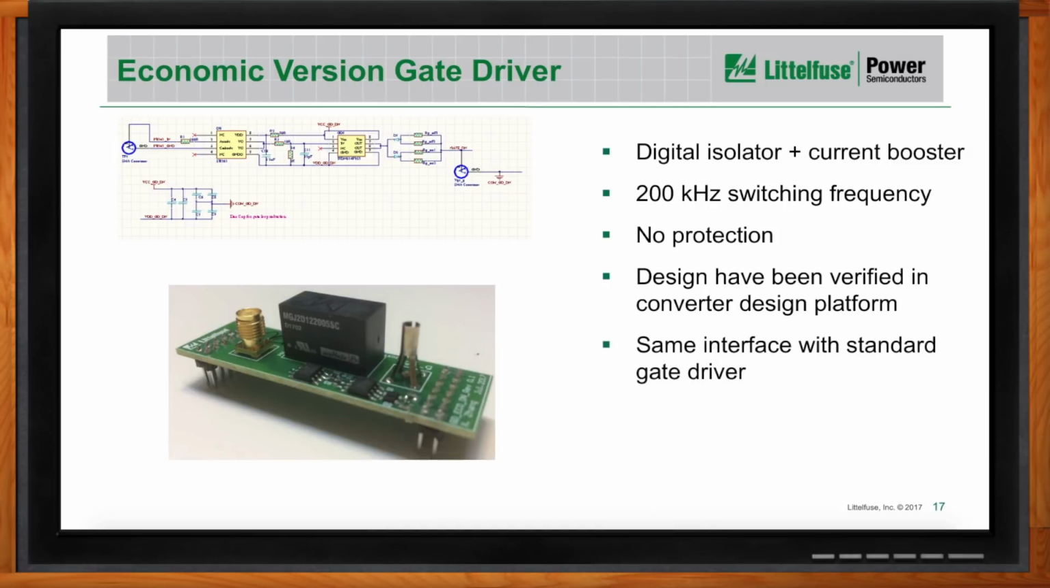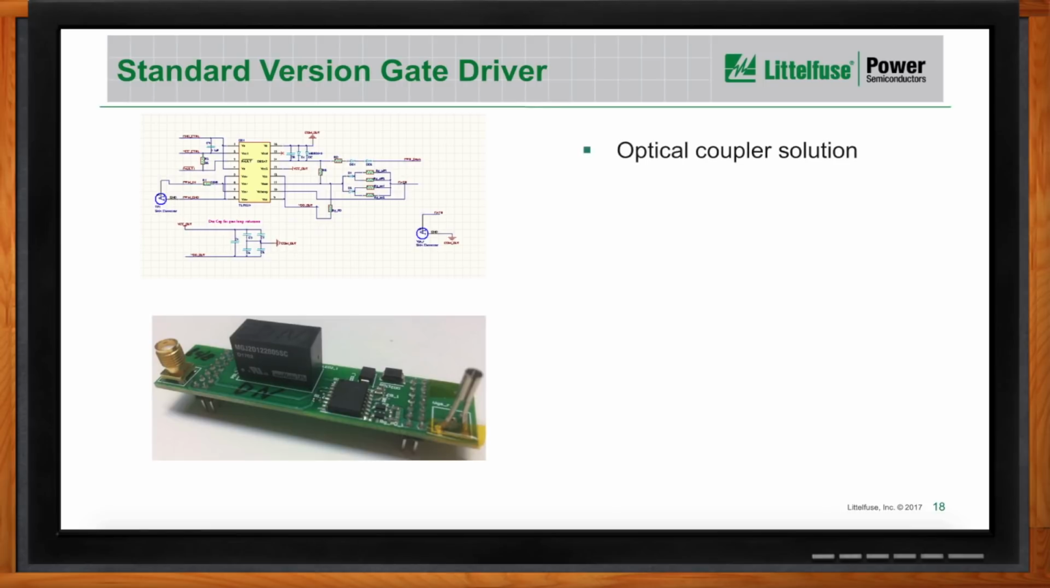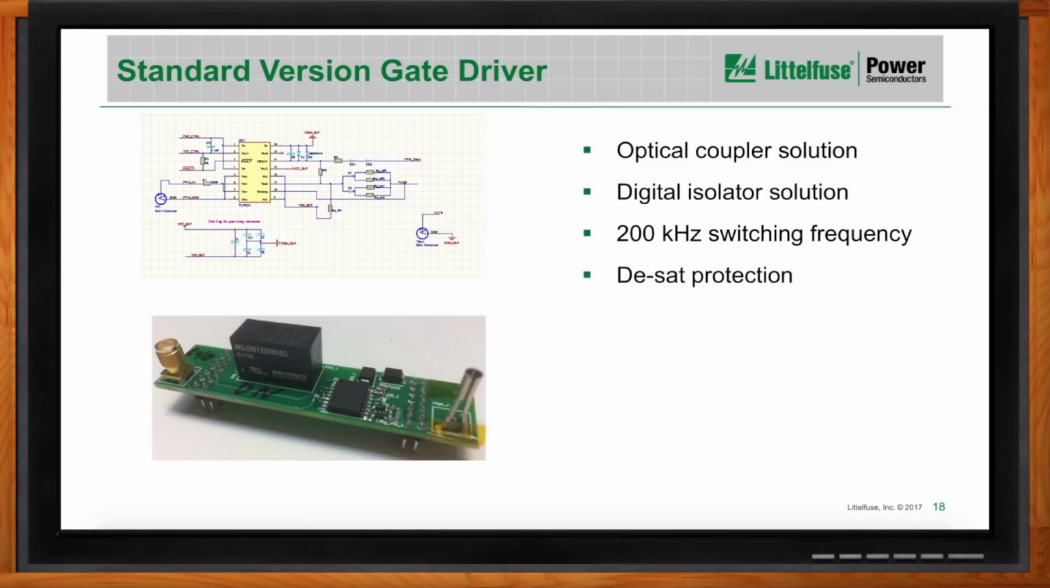For the standard version gate driver, we actually have two different sub-versions. We have an optical coupler solution and also a digital isolator solution for different preferences. This gate driver can switch up to 200 kHz switching frequency to drive our devices. We pre-implemented different protection features, including the DCP protection, the under voltage lockout protection, active Miller clamping protection, and also the soft turn off feature during the protection actions.